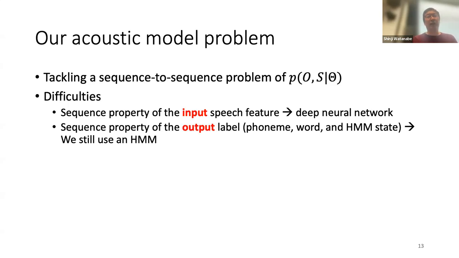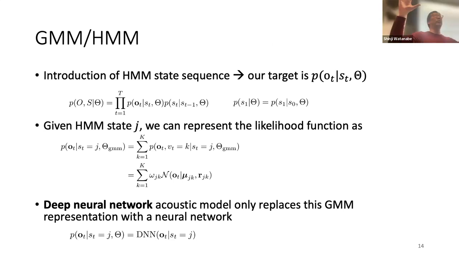And actually, in this lecture, please understand that the output part, how to deal with the output part, is not so much changed. We're just using HMM. But the input part, or how to model the speech features, is actually replaced with a deep neural network. So this is just partly using deep neural network power, but the output labeling part, the output sequential problem, is still based on the hidden Markov model. So that's the high level discussion in today's lecture.